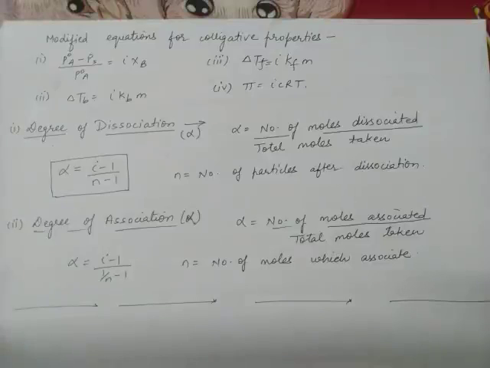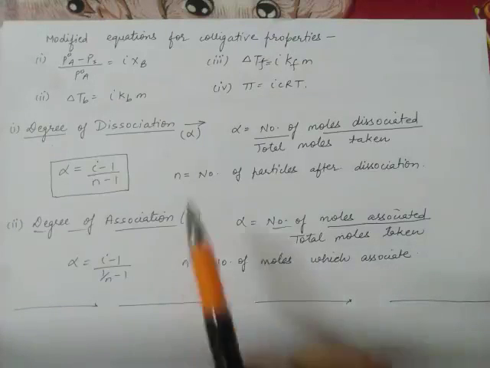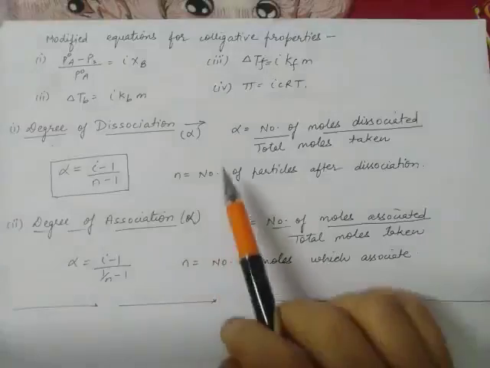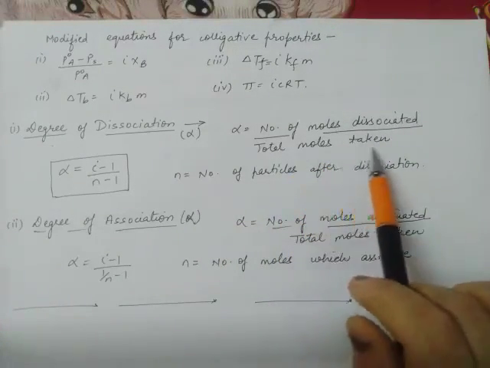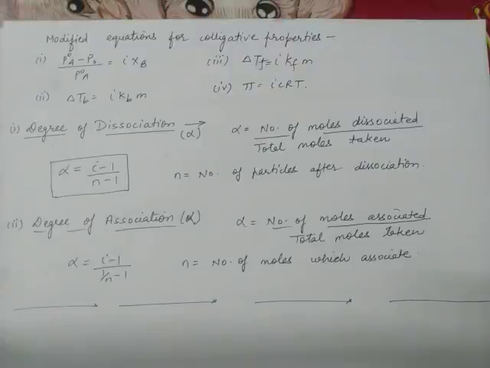Now related to this part is the calculation of degree of dissociation and degree of association, because definitely we'll get a numerical on this part, and the first part of the question will be to calculate the Van't Hoff factor, and the next part will be how much percentage it is dissociated. Degree of dissociation means percentage dissociation or percentage association. It is denoted by alpha. What is alpha? Alpha is the number of moles dissociated divided by the total moles taken. This is the meaning of alpha.